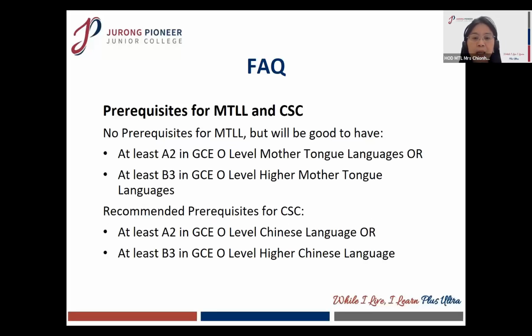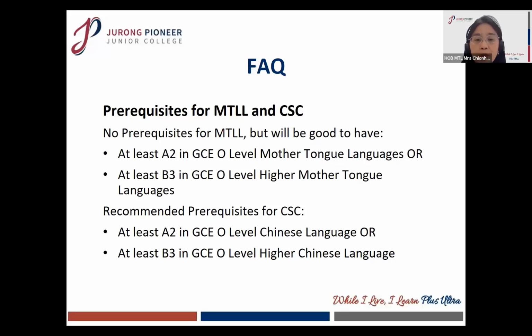Okay, if you have questions on the Mother Tongue Language and Literature, as well as CSC, there is no official prerequisite, okay, but it is recommended that you are strong in the mother tongue language, for example ML, TL, CL, all right, or at least have a B grade, B3 grade, in your higher mother tongue language.